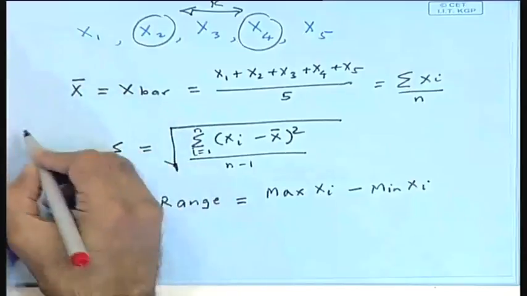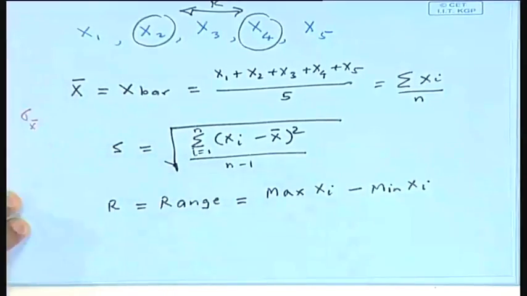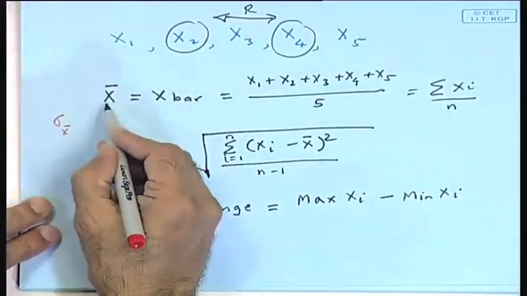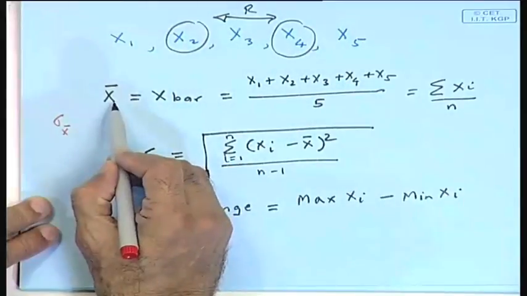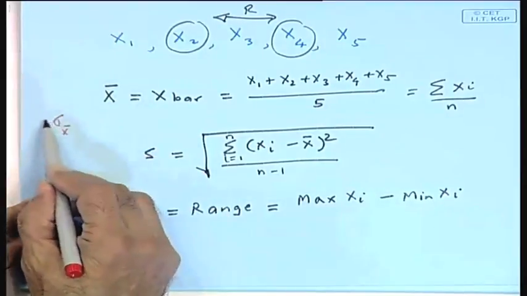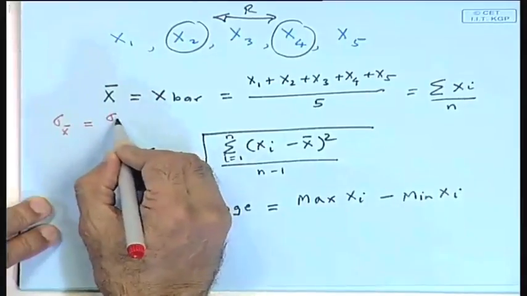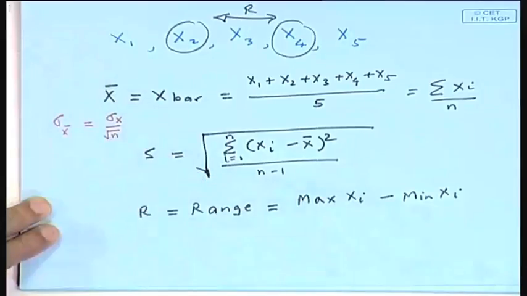If I try to write down this quantity, sigma xbar is actually the standard deviation of this quantity xbar. Now these x's are random variables, therefore this is also a random variable. And this will also have its own mean, its own standard deviation. It turns out the standard deviation of xbar is the standard deviation of x divided by square root n, when n is sample size.